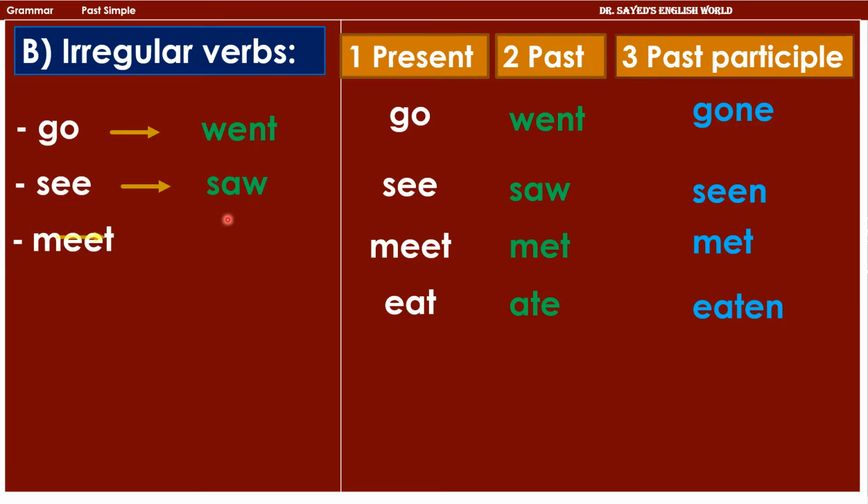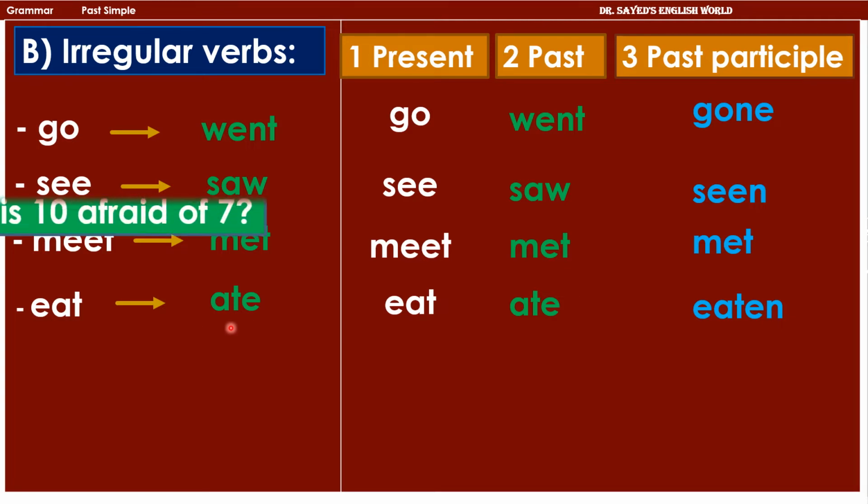If we're going to use meet, okay, so we're going to use met. For eat, we're going to have ate. Okay, and because of ate, I have a question for you. طبعا هنا في الماضي البسيط هنستخدم طبعا التصريف الثاني. اوكي، وبمناسبة 8 أنا عندي بس سؤال لكم.